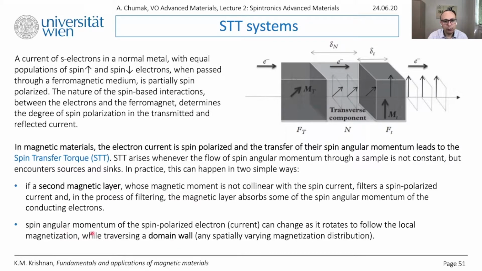So the spin angular momentum of the spin polarized electron can change as it rotates to follow the local magnetization. Yes, so we use the same magnetic structure, but with a complex distribution of magnetization, and then this current is moving and the polarization just follows the domain wall.